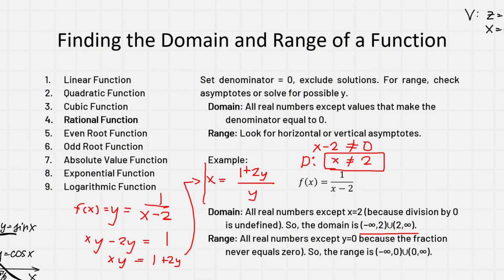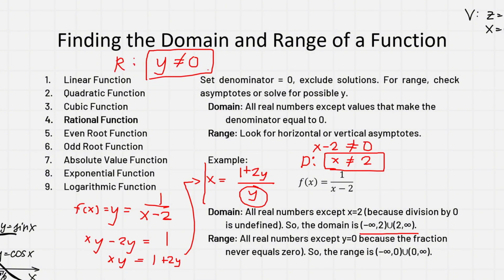So next, apply the constraint here, since it is a rational function also. Our constraint is that the denominator should not be equal to 0. So just focus on the expression in the denominator. We have y here, and that y should not be equal to 0. So that's the domain, I mean the range rather. So that's the range.